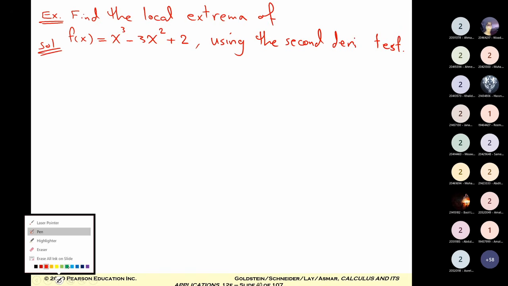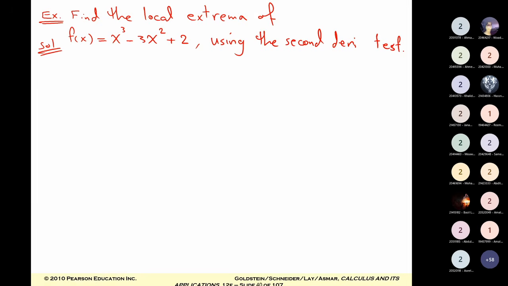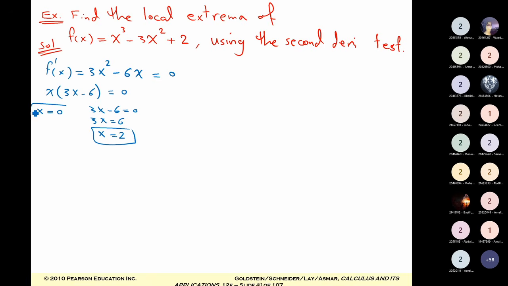Okay, now if we need to find the local extrema, we must find f prime. So f prime equals 3x squared minus 6x equals 0. Take x as a common factor, so we have x multiplied by 3x minus 6 equals 0. So we have two stationary points: x equals 0 and 3x minus 6 equals 0, so 3x equals 6 and dividing by 3, x equals 2. So how many stationary points? Two stationary points.